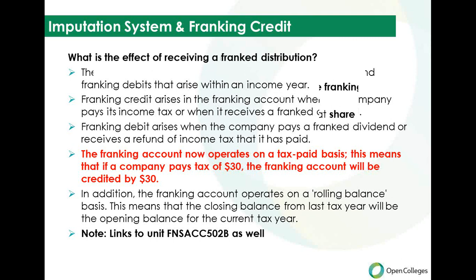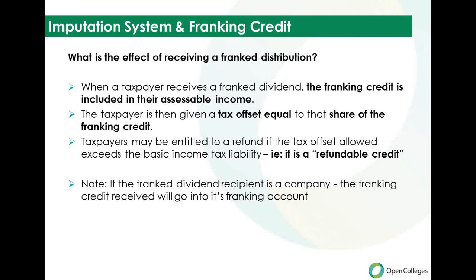Basically, what's the impact of a franked dividend? Very simply, when a taxpayer receives a franked dividend, the franking credit is included in assessable income, and the taxpayer then gets a tax offset equal to that share of the franking credit. The taxpayer may be entitled to a refund if the tax offset allowed exceeds the basic income tax liability. So it is a refundable credit, which means if your income is only fully franked dividends of $100, then the imputation credit or franking credit you receive will be fully refundable. The other thing to note, if the franked dividend recipient is a company, the franking credit received will go into its franking account. So very important to be aware of that.